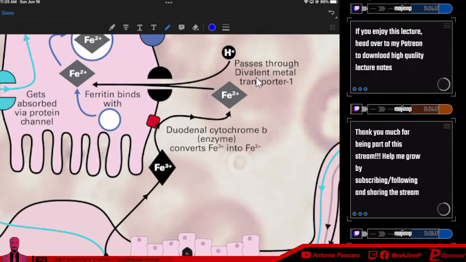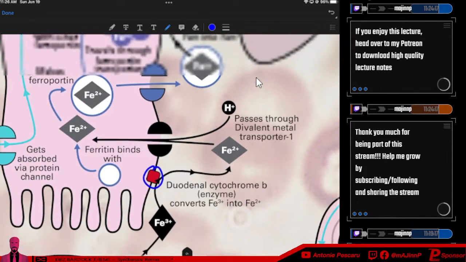But here's where the magic happens, and this is the important part that you need to remember. First, it has to get converted into iron 2+, in its 2+ form. And the way it does that is that there's a specific enzyme on the enterocyte's plasma membrane. It's called duodenal cytochrome B enzyme, which converts iron 3+ into its 2+ form.